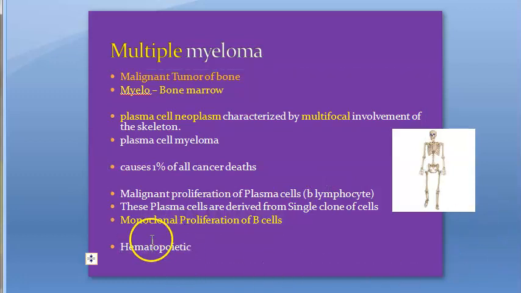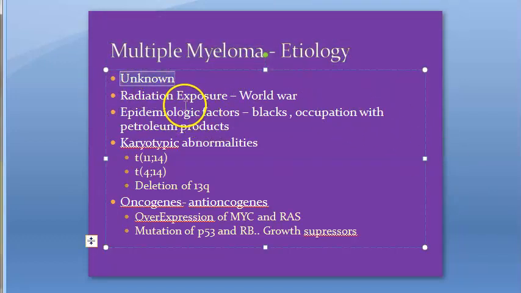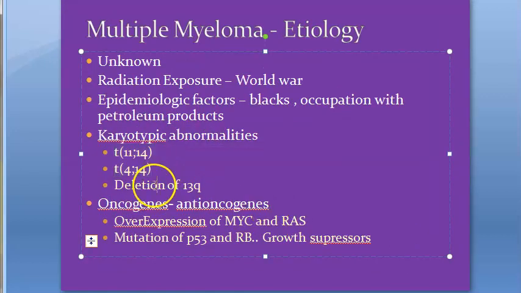It is a hematopoietic disorder, that is, a blood making problem, right? Now, multiple myeloma, the etiology. Etiology means why it happens. Sometimes they say they don't know why it happens, but they guess it could be because of radiation exposure, ethnicity could matter, or an occupation related to petroleum products. Some karyotypic abnormalities have been noticed: translocation 11;14, translocation 4;14, and deletion of 13q. If you want, you can remember all those details.